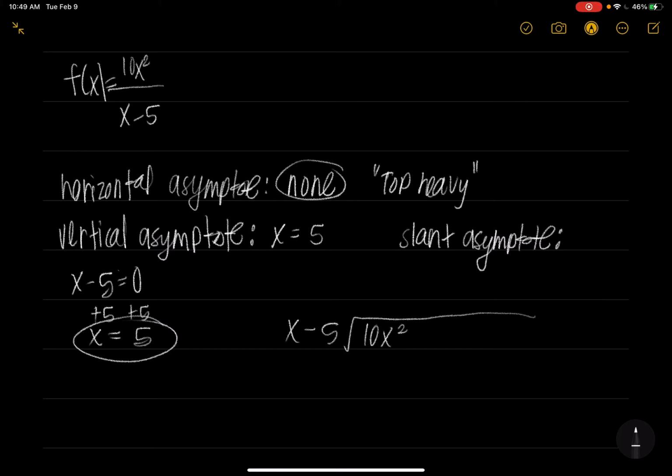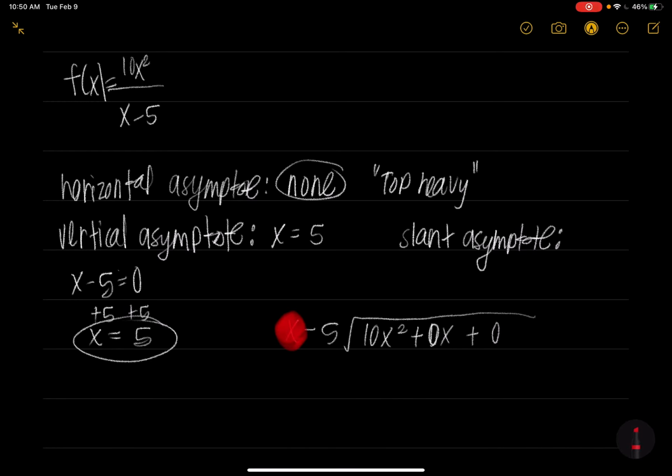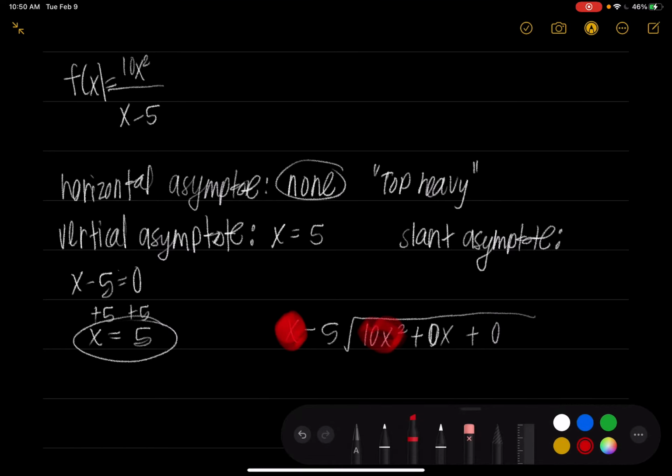I just have a monomial on the top, and it's 10x squared. I want it to have an x to the first power, and then nothing at all, an x with a 0 power. I still need that order there, and I still need placeholders. So now I'm asking myself, what can I multiply this x by to get 10x squared?